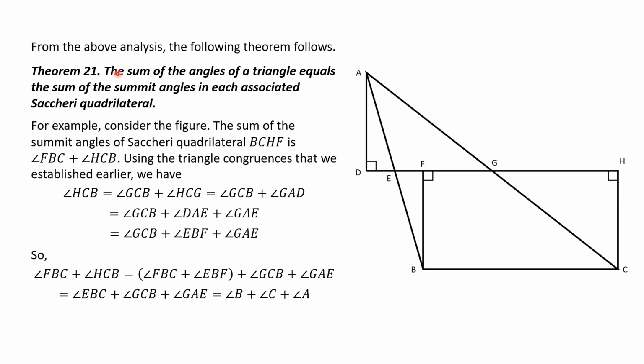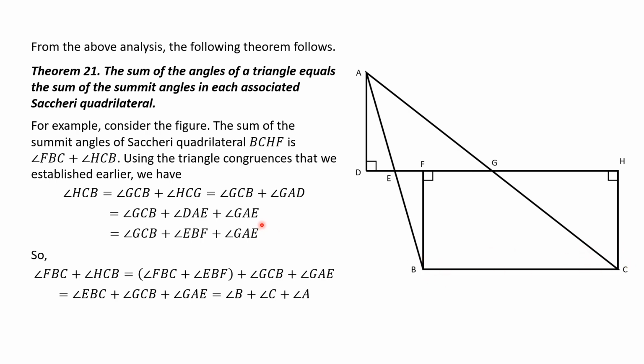Based on our work from the last few slides, we have this theorem. The sum of the angles of a triangle equals the sum of the summit angles in each associated Saccheri quadrilateral. We'll do this for one case where we have an obtuse angle here at B. Recall this is the diagram from a few slides back. And what we want to show is the angle at A, B, and C, the sum of those three angles equals the sum of the angle FBC and HCB. In other words, the sum of the two summit angles here.